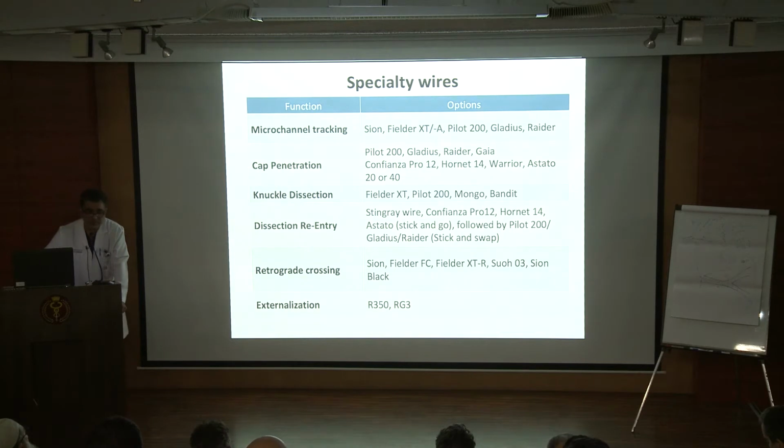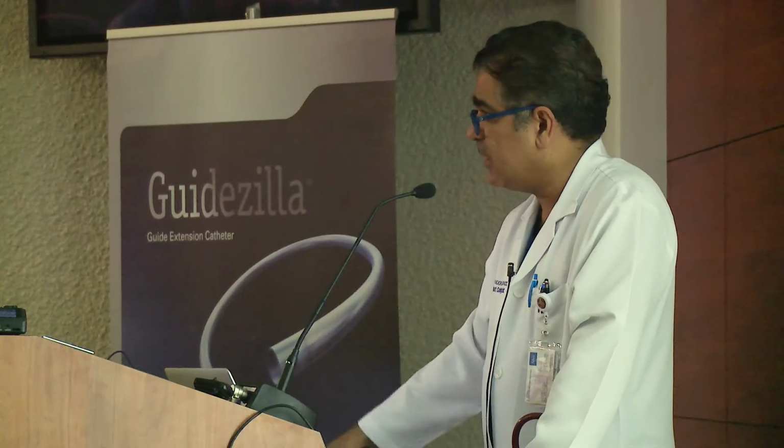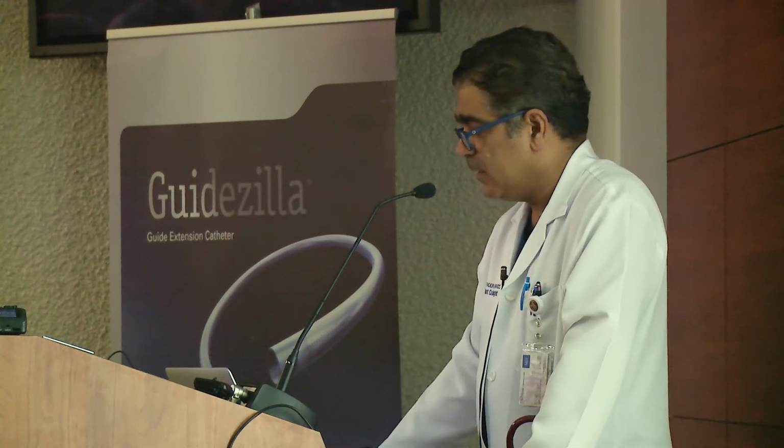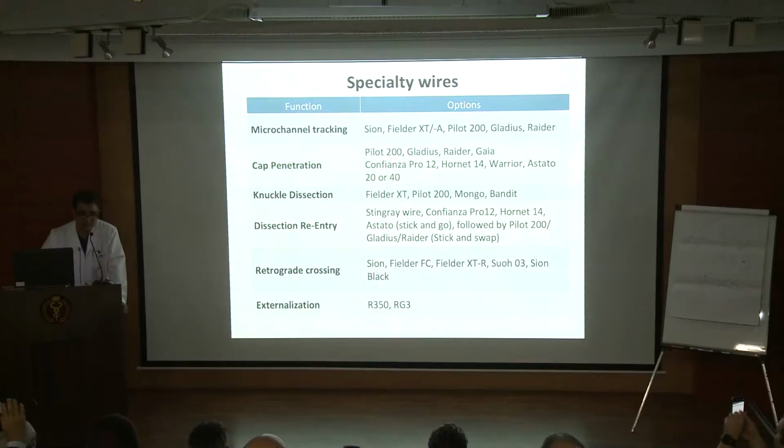Coming back to the task-specific wires, an example is microchannel tracking. If you have a microchannel, you think about Cyan, Fielder, Pilot 200, Gladius, Raider. There's a lot of them. You don't need all of them. There are wires you use for cap penetration, examples of which we've used already, the CP12, Gladius, Pilot 200, Hornet 14, Astato, and so forth. The typical wires that we use for knuckling are the Fielder XTR, the one I use, Pilot 200, Mongo, or Bandit.